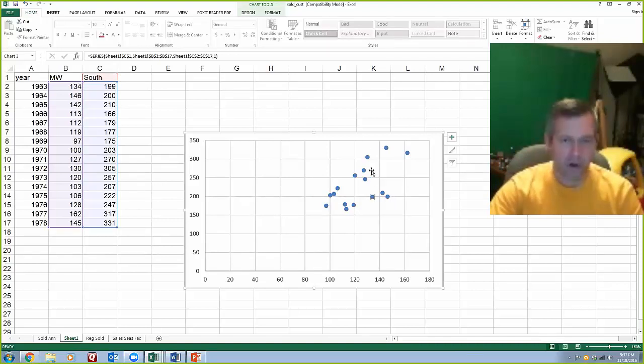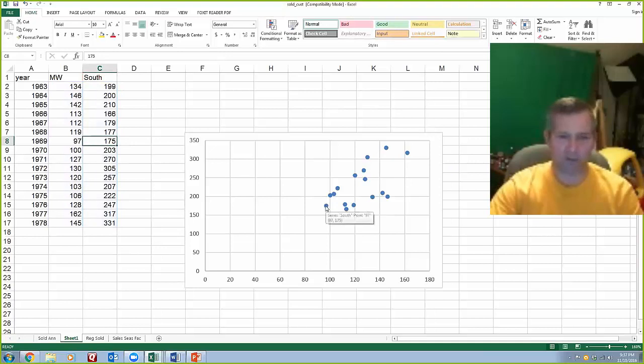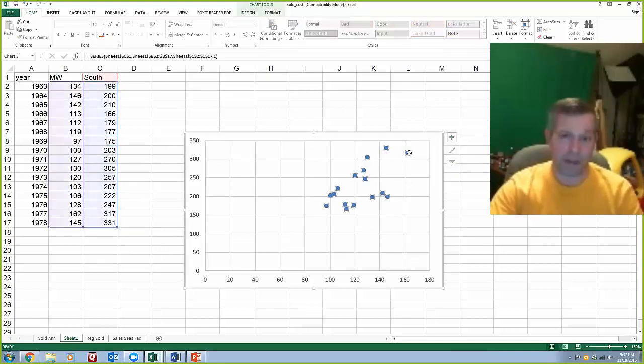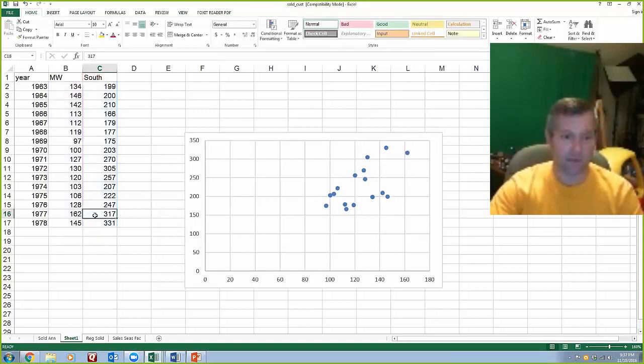And the sales of 199 is a little bit on the low end of the South sales. So I'm putting all this data in here like this, and I'm seeing that whenever the sales in the Midwest increased or were higher, they also had higher sales in the South too. When I have low sales in the Midwest, like this 97, then it also tended to be associated with a low number of sales in the South, 175. When I had the highest amount of sales in the Midwest, which was the 162, that was associated with a pretty high amount of sales in the South too, 317.